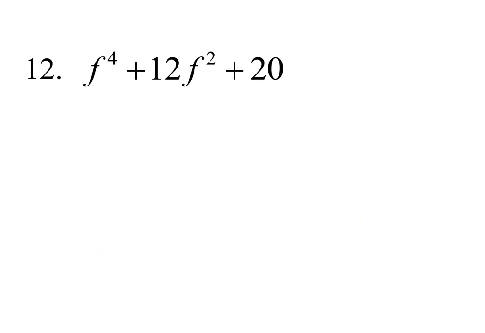With number 12, you're thinking, okay, is this in order? It actually is. The fourth power, the second power, and then none at all. So it is in descending order, like it needs to be. Is there a GCF? Because you're kind of hoping there is with that f to the fourth power. You're hoping that you can pull out an f at least, but you can't.